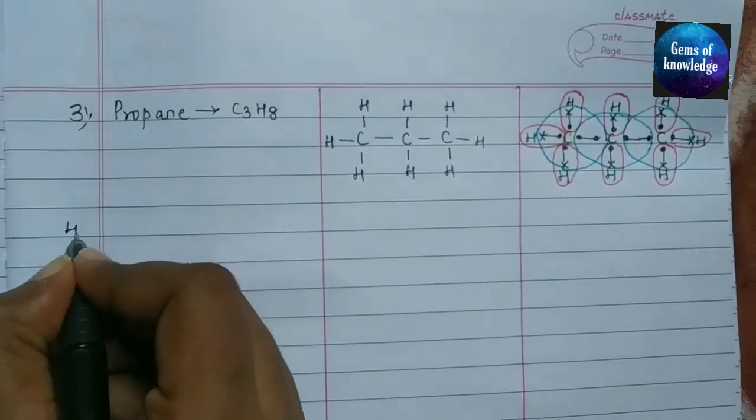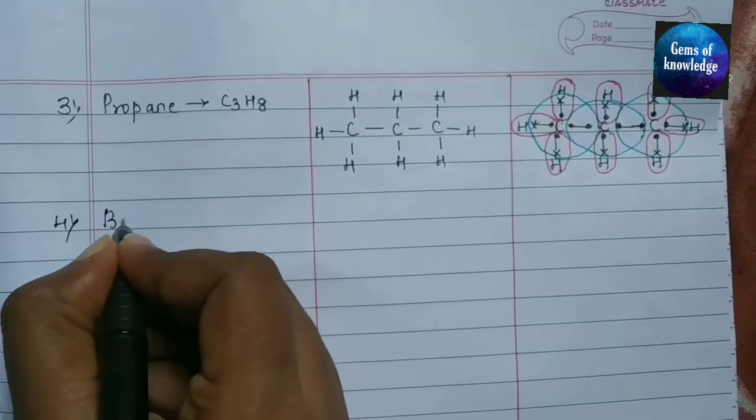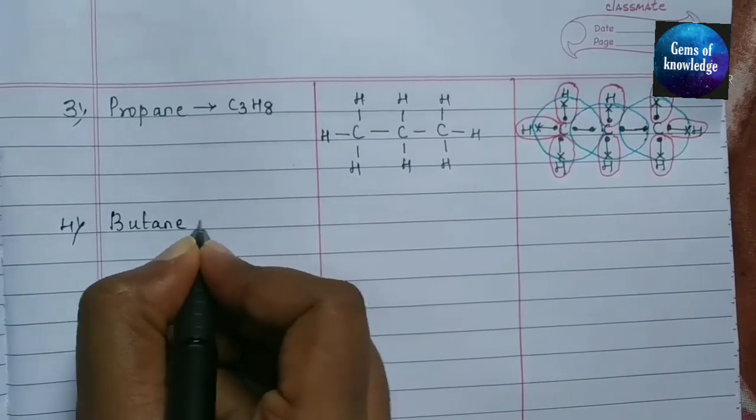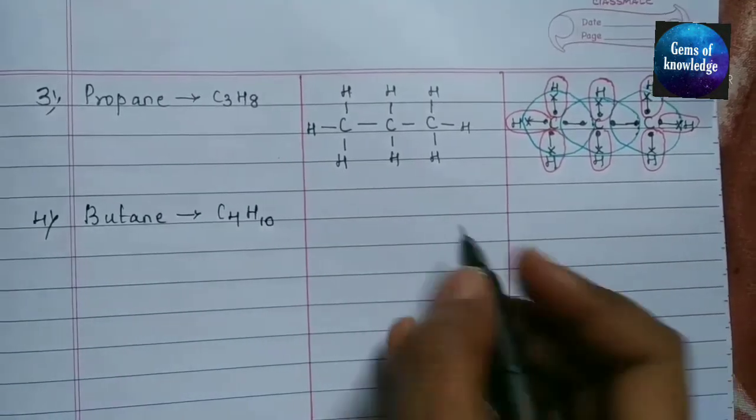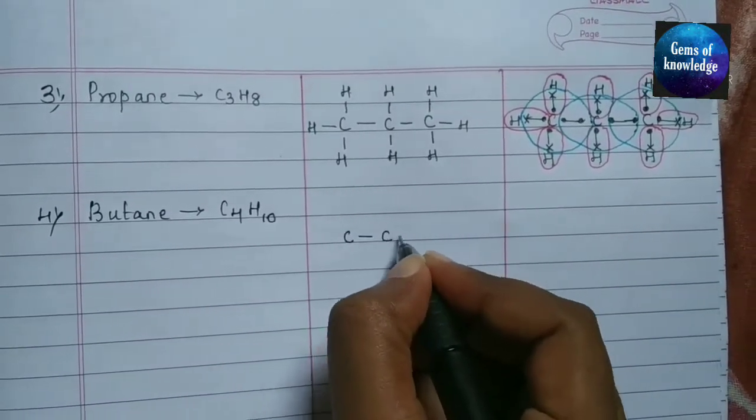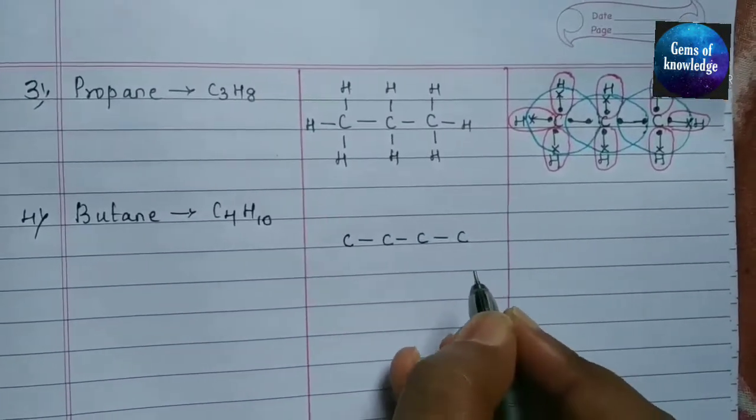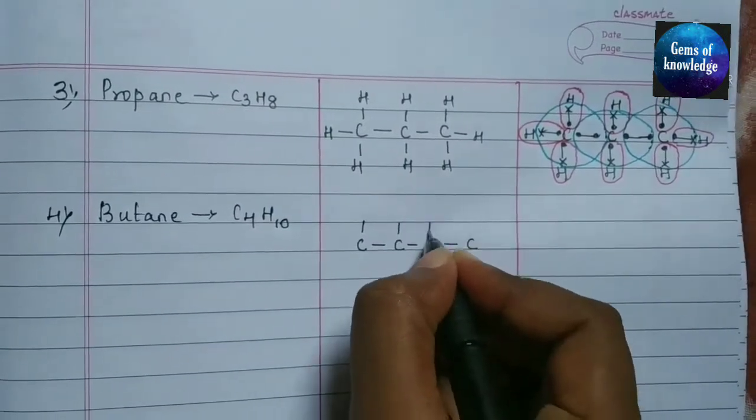Okay. Next one. The fourth one was butane. It was having the molecular formula C4H10. So C is how many times? 4 times. Okay. So H will be how many times?